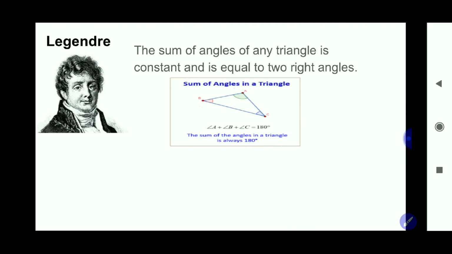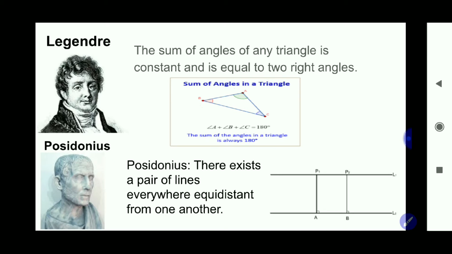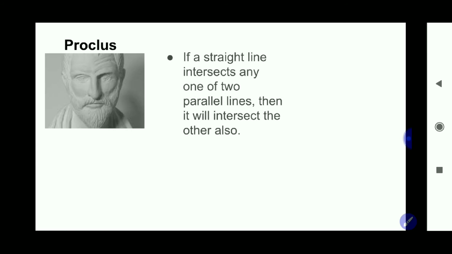Now, Legendre's proposal, which is equivalent to Euclid's fifth postulate. The sum of angles of any triangle is constant and is equal to two right angles. Now, Posidonius' proposal, which is equivalent to Euclid's fifth postulate. Posidonius said, there exists a pair of lines everywhere equidistant from one another. Now, Proclus' proposal. If a straight line intersects any one of two parallel lines, then it will intersect the other also.